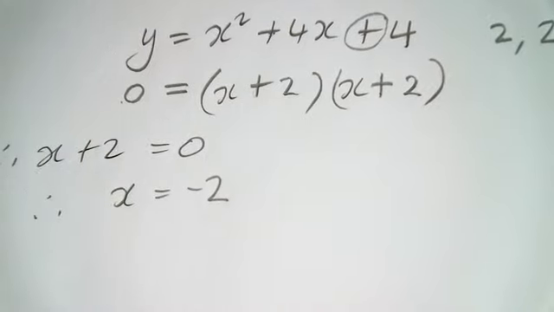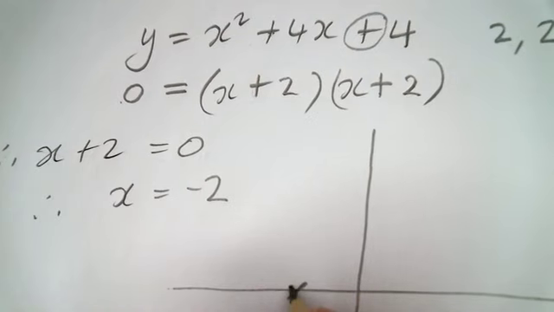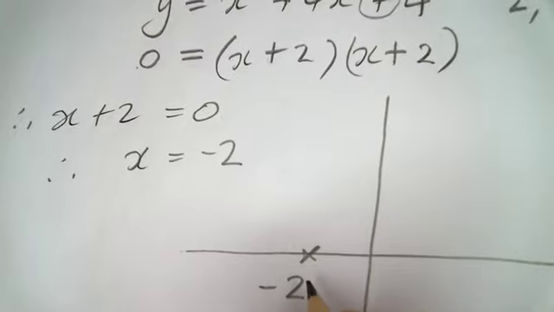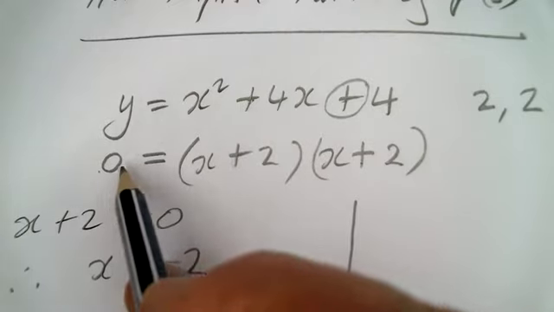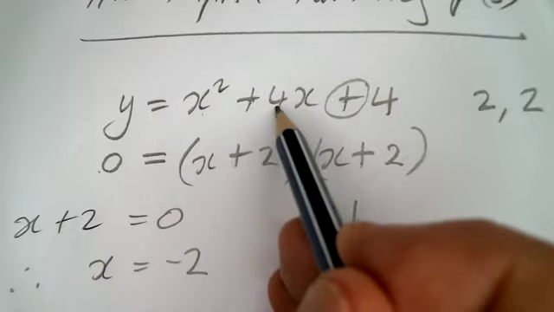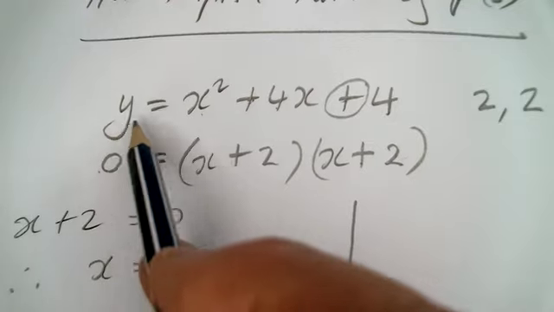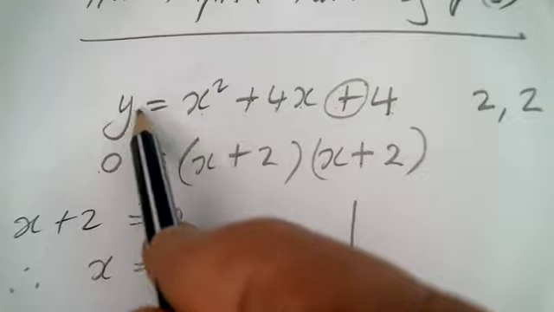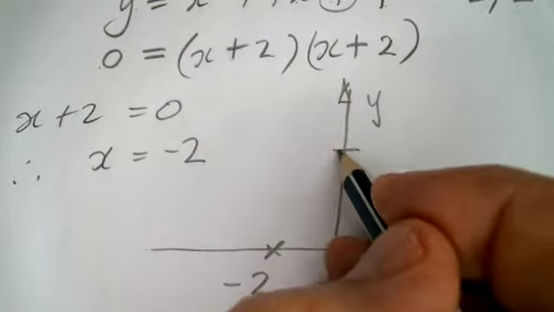So what we're going to end up with is something that looks like this. We're going to have negative 2 there, and we're going to have a y-intercept. The y-intercept is going to be 4, and we know that because if I made y equal to 0, I find x. If I made x equal to 0, I would find y, and y is whatever's left. So y is equal to 0 squared plus 4 times 0 plus 4, so y is going to equal 4. So here is my y, and here is my 4.